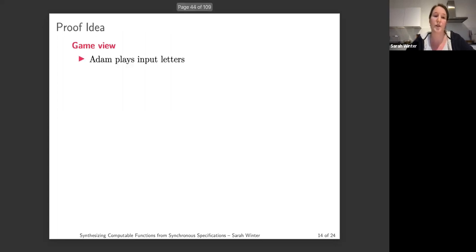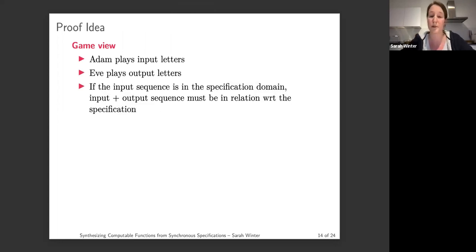So the idea is to view it as a game problem between two players, Adam and Eve. Adam plays input letters, Eve plays output letters. And since we have partial domain, we care whether the input sequence is in the specification domain. If so, then the combination of the input and output sequence must be in relation with respect to the specification. If the input sequence is not in the specification domain, then there is no constraint.